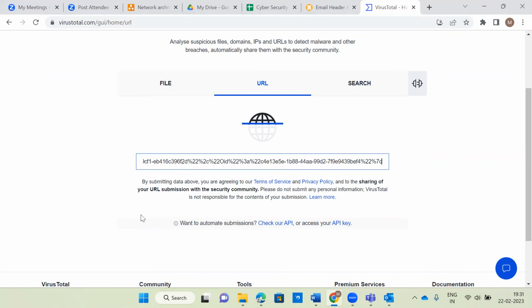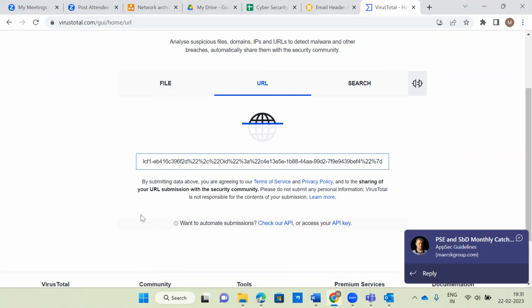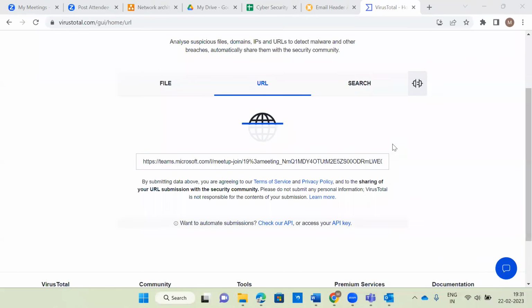One very, very important interview question is phishing email investigation. Regularly they will ask. So coming back now, we can discuss this once again in future.